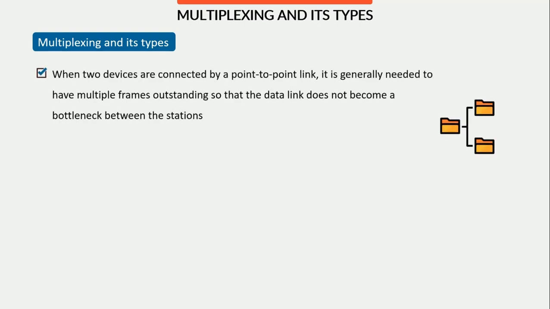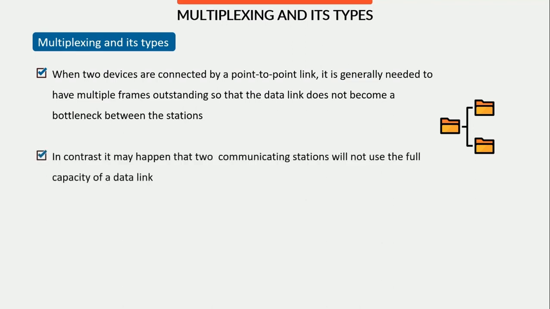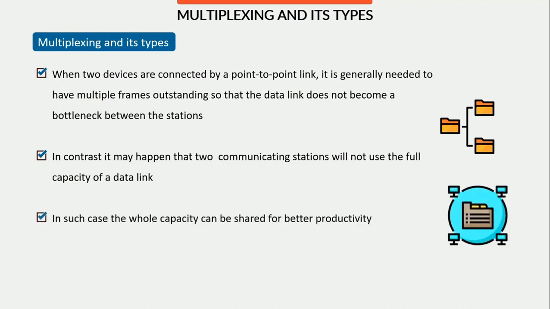Now let us discuss multiplexing and its types. When two devices are connected by a point-to-point link, it is generally needed to have multiple frames outstanding so that the data link does not become a bottleneck between the stations. In contrast, it may happen that two communication stations will not use the full capacity of the data link. So in such cases, the whole capacity can be shared for better productivity. A basic term for such sharing is called multiplexing.